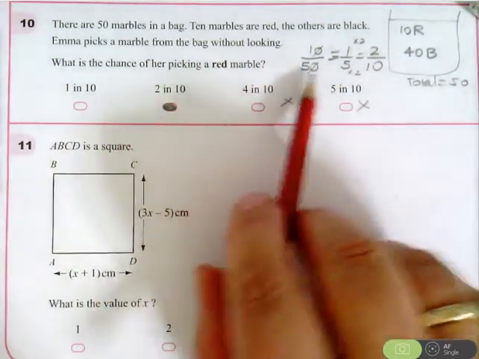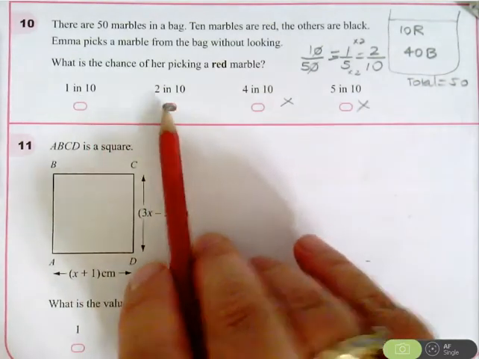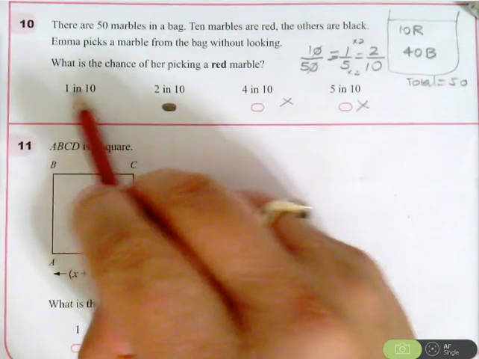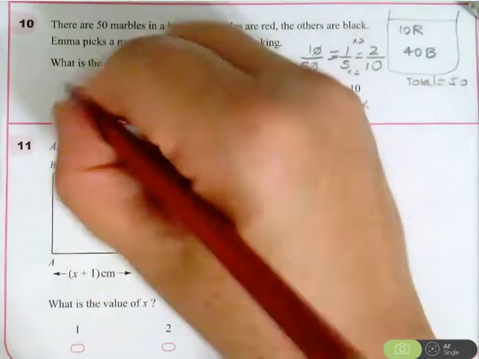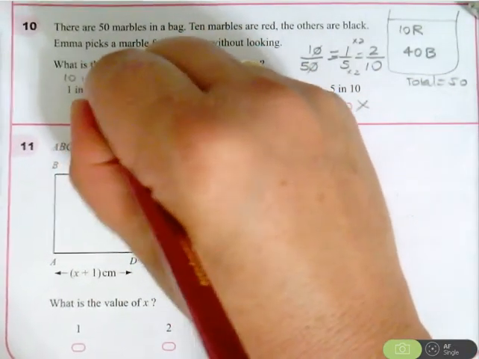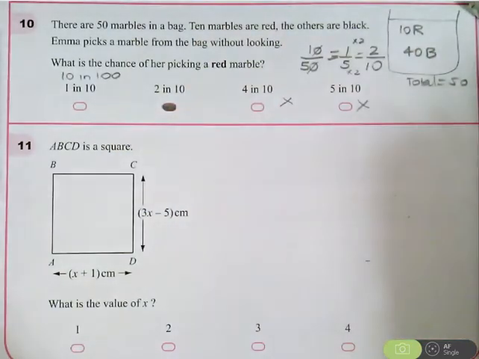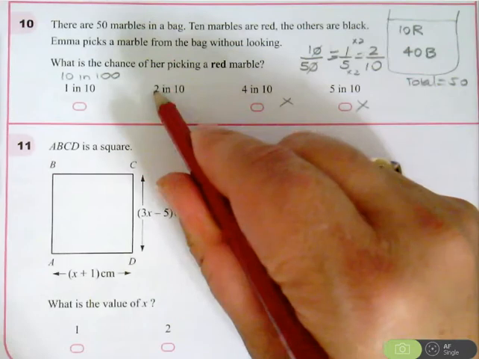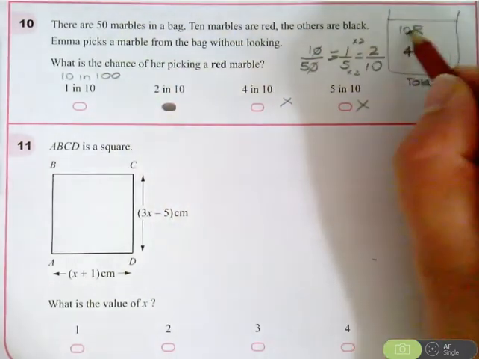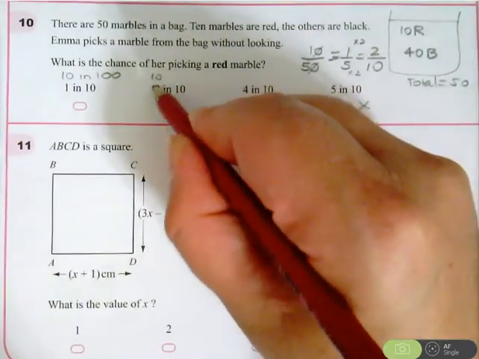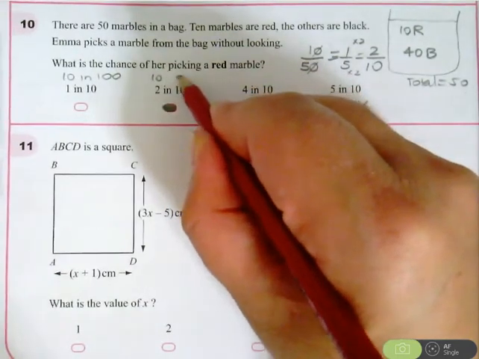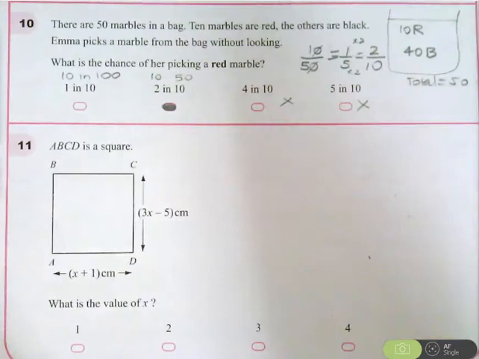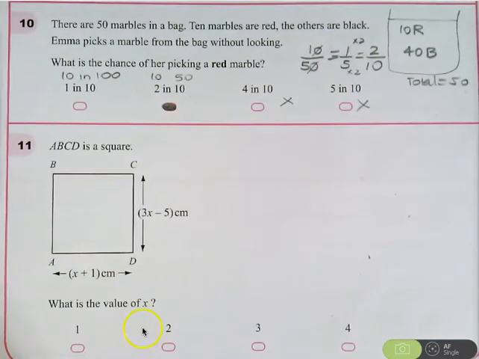But if you're a little bit confused or finding it a bit difficult, you could eliminate some as well. Like you've got 1 in 10 here. If you've actually got 10 red, that's like saying 10 in 100, and that's definitely not correct because you've got 10 out of 50. With this one, the answer is 2 in 10. Well, you've got 10 red. That's like saying 2 times 5 is 10, and 10 times 5 is 50. Well, that's 10 out of 50, and that is what you've got. So there are a few ways of doing that question.